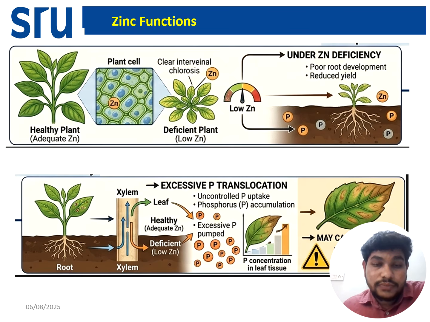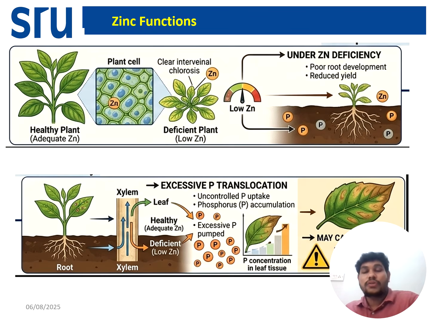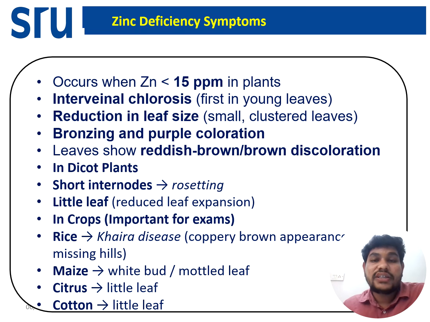This is the relationship between zinc and phosphorus. If phosphorus is high in a plant, zinc deficiency will occur in the plant. Both are negatively related to each other. Zinc deficiency will occur in the plant if the zinc present in the plant is less than 15 ppm. Here also we'll see interveinal chlorosis in young leaves. It means that zinc is a mobile element, sorry, it's an immobile element.